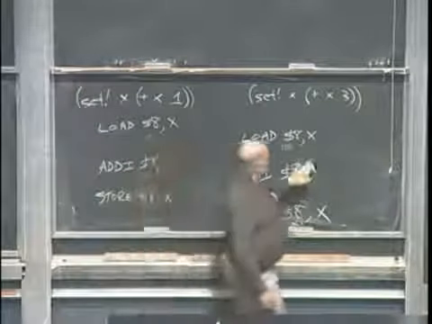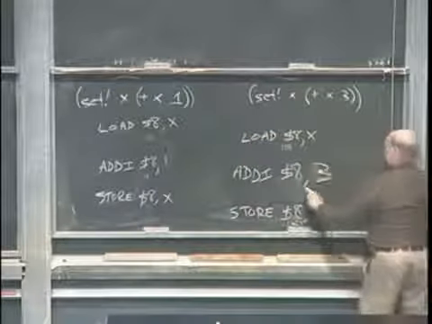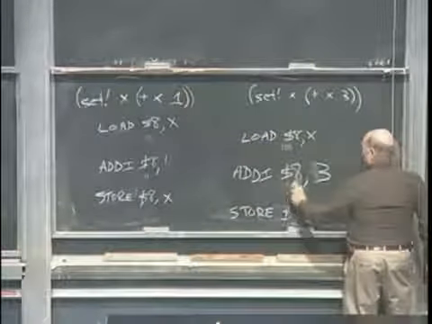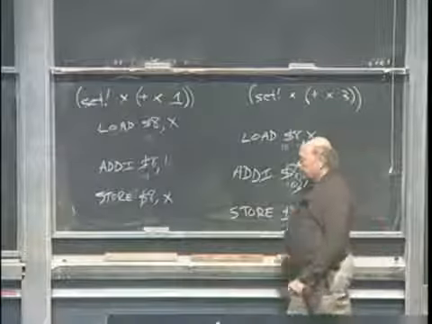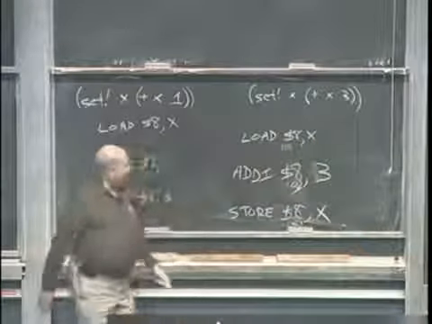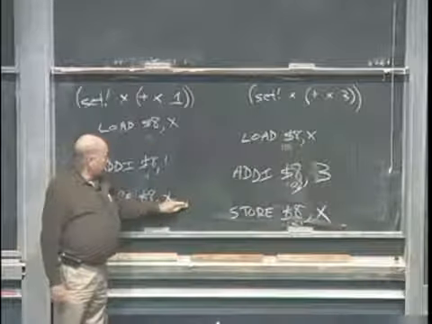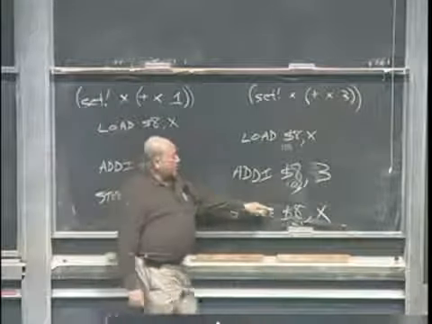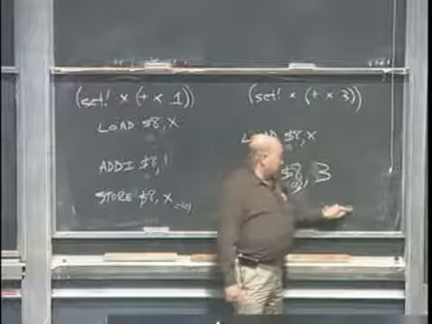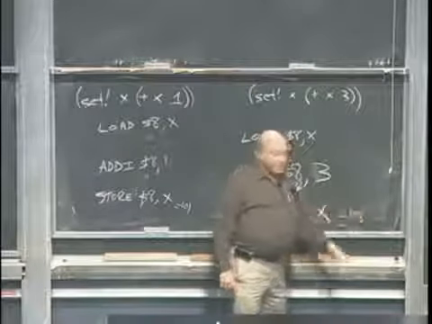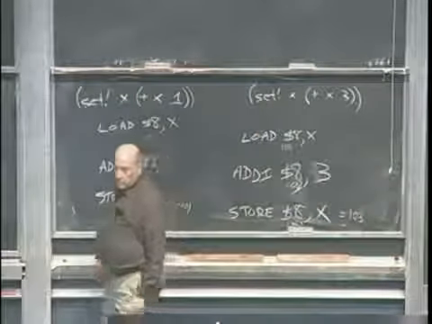Add 3. So this makes it 103. Store it into X. So X now equals 101. And then store this into X. So we get 103 instead of 104.